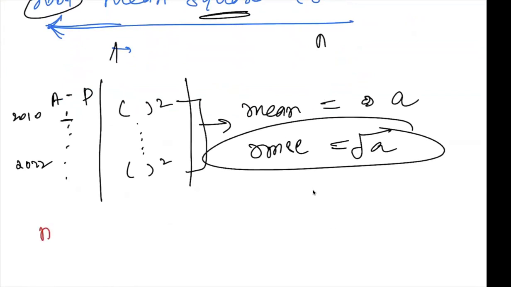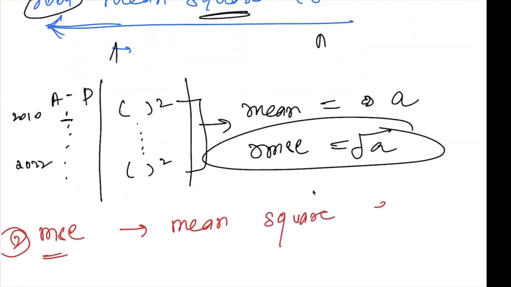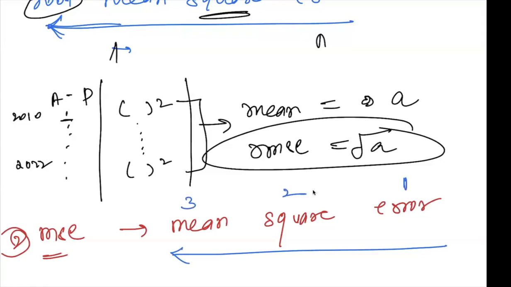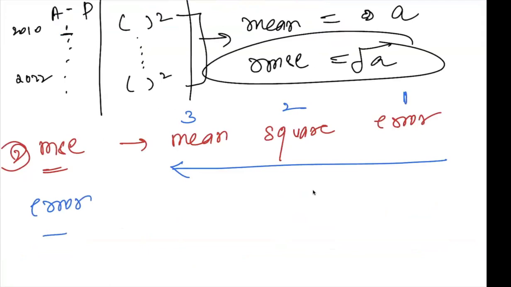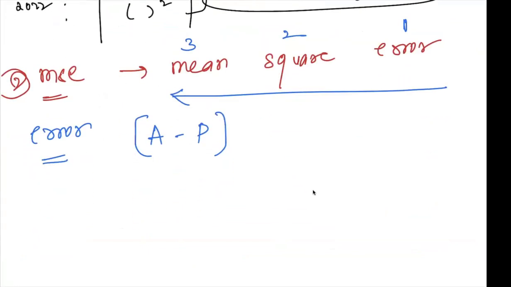Similarly, this was RMSE. The second is MSE. MSE is nothing but mean square error. Again we'll go in the reverse direction: first, second, third. So what is your error? Guys, please tell, what is error? Actual minus predicted. Perfect. So you'll get your error term from 2010 to 2022, whatever your previous data is.